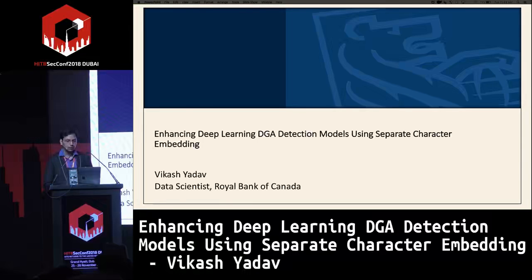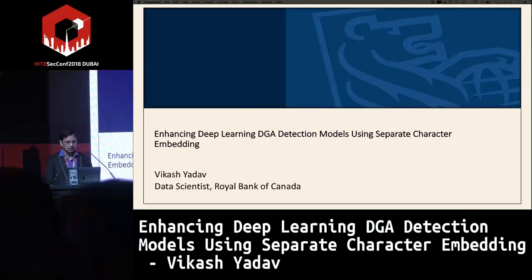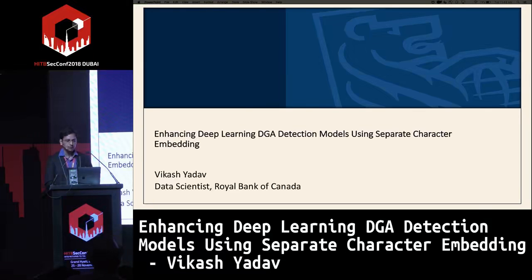The topic of today's talk is detecting DGA using deep learning, which is an area of machine learning, and how we can enhance or improve the performance of DGA detection using a separate correcting embedding model. I'm going to cover all of these terms as part of my presentation. So if you don't know them, don't worry about it. We'll cover all of these terms in detail as we go through the presentation.